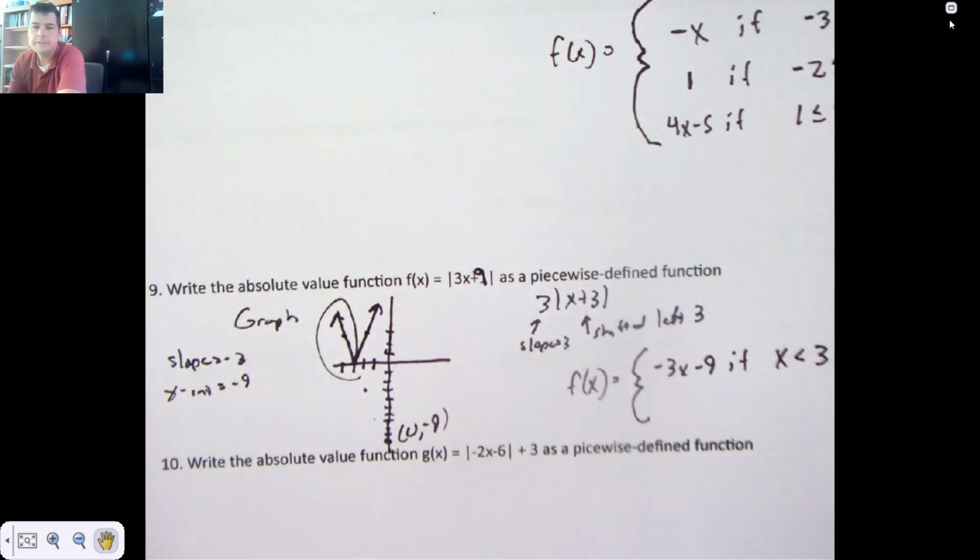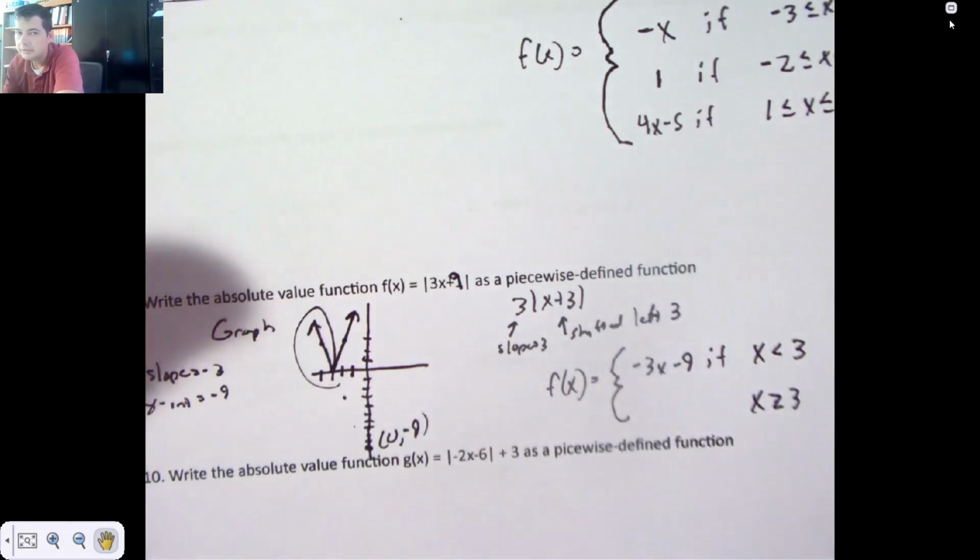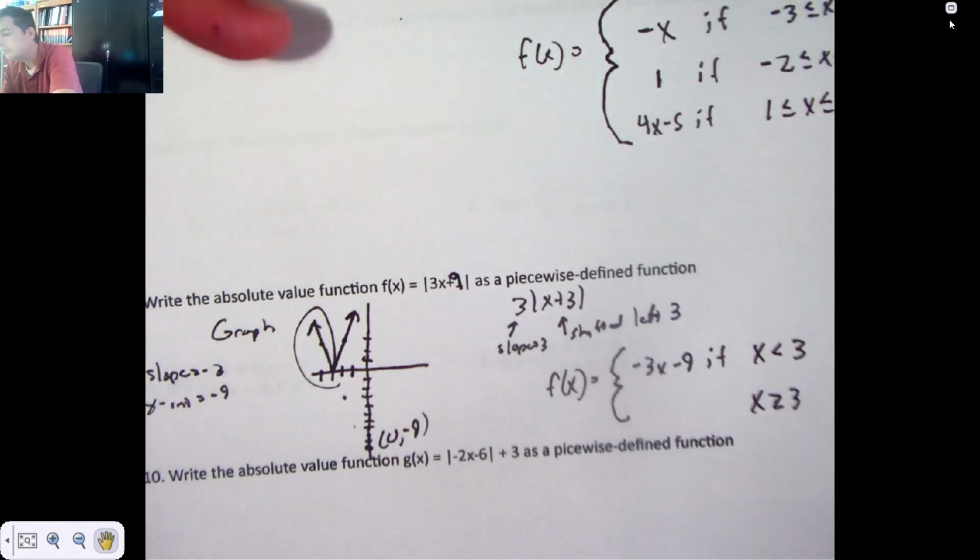If you're like Milbrath, it's got a solid dot. I'll just take care of that on this one. They both can't be solid. You can only plug into one function.